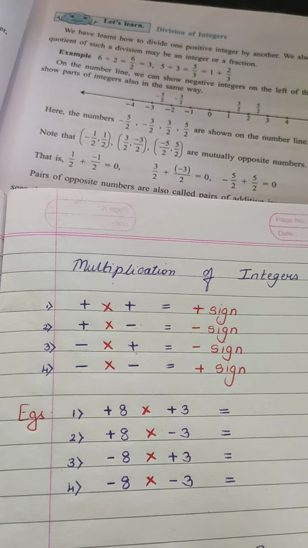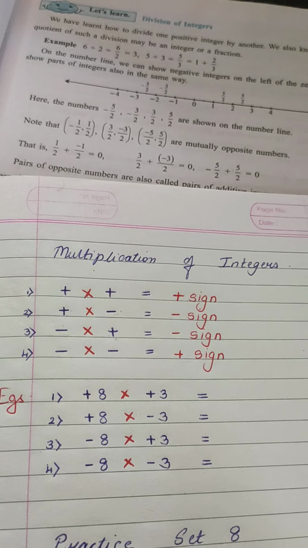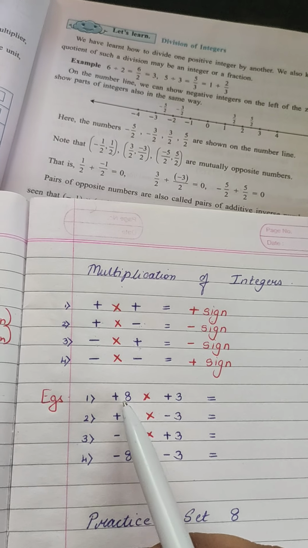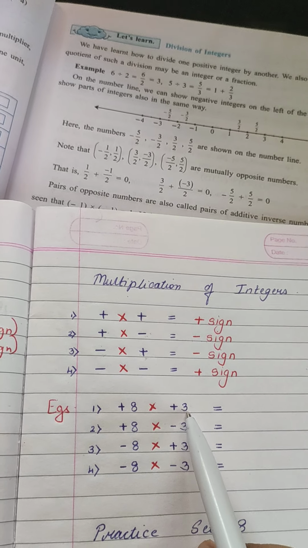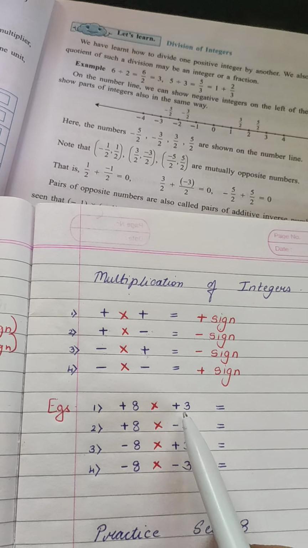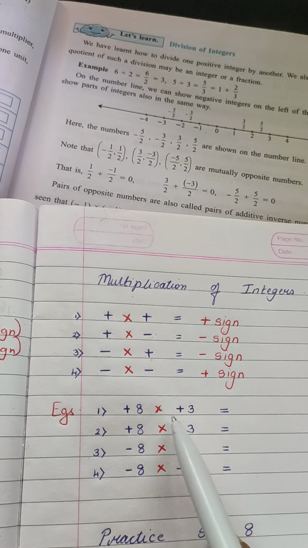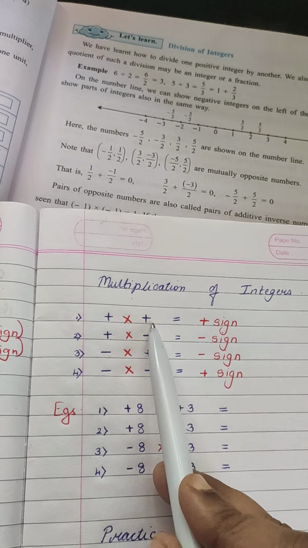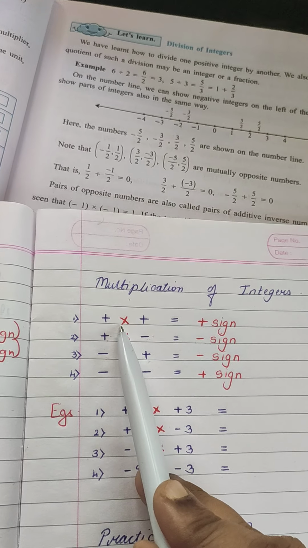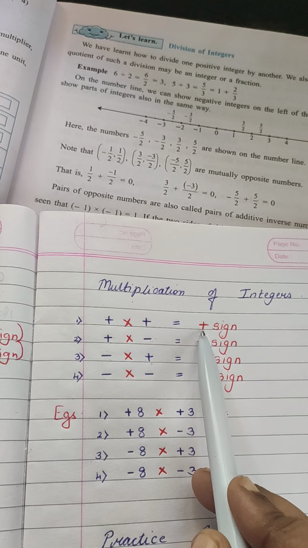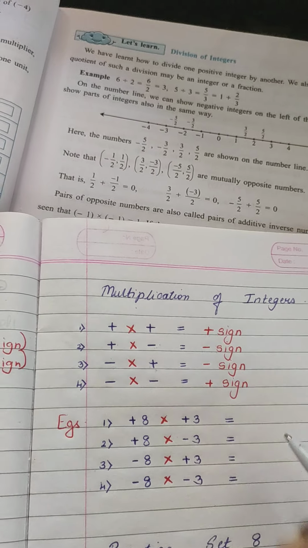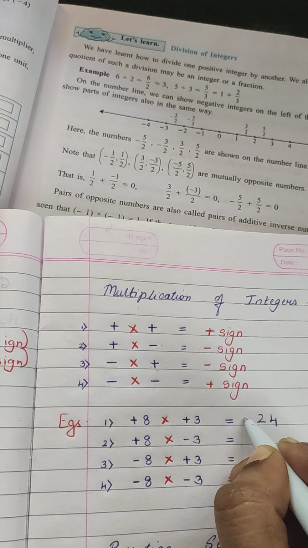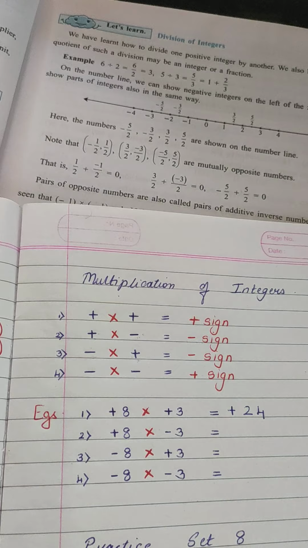Here are a few examples based on multiplication of integers. Now, you can see I have taken the same numbers 8 and 3. 8 is a positive number and 3 is also a positive number with a multiplication sign. As I told you, when you have positive numbers, multiply those positive numbers and in the answer put a plus sign. So 8 3s are 24 and I will put a positive sign here.